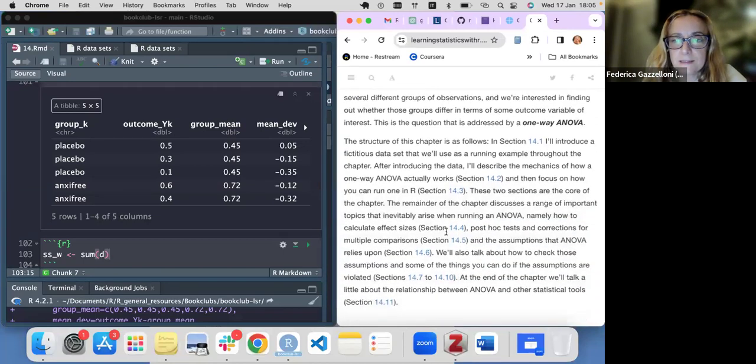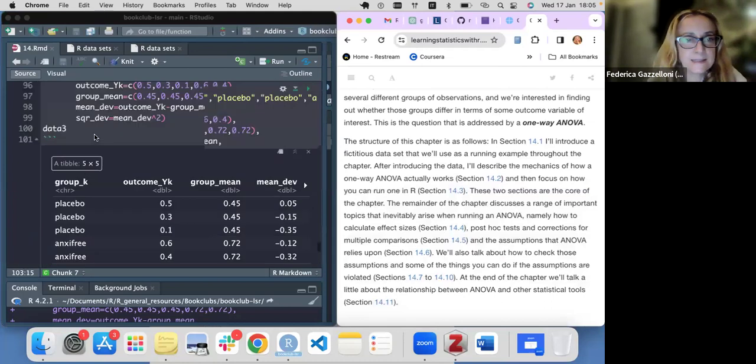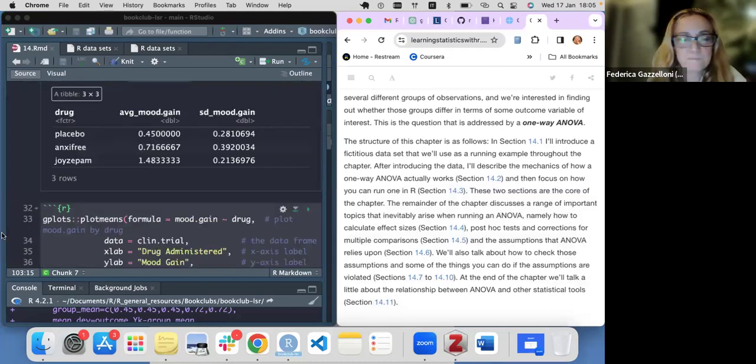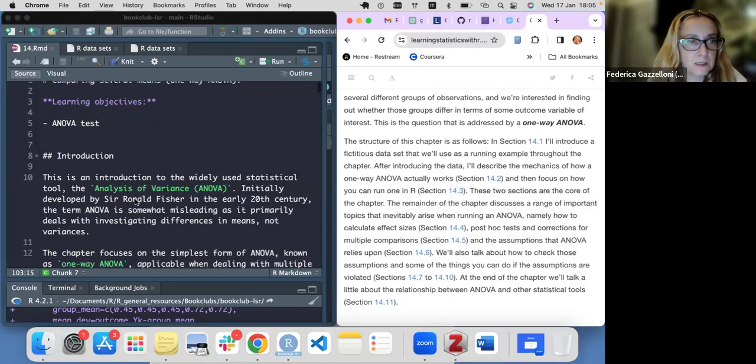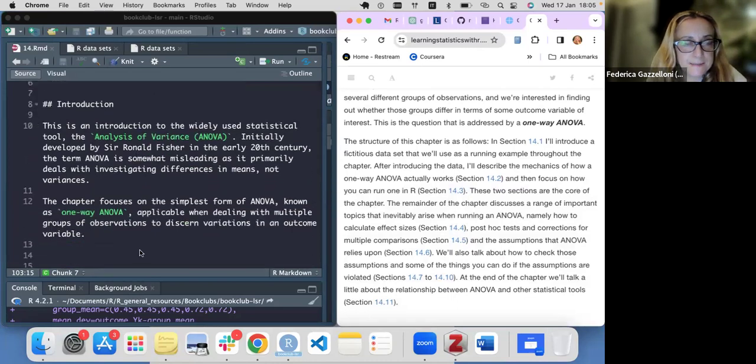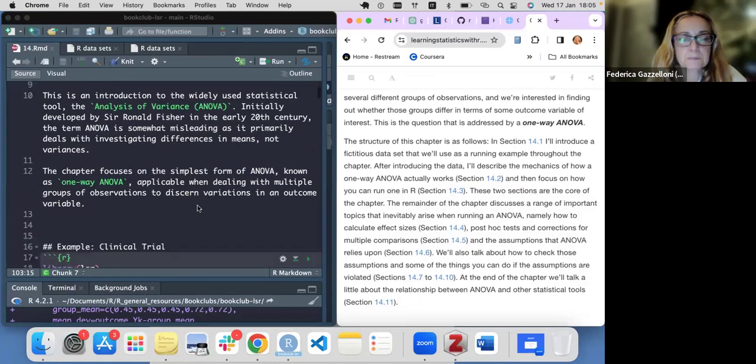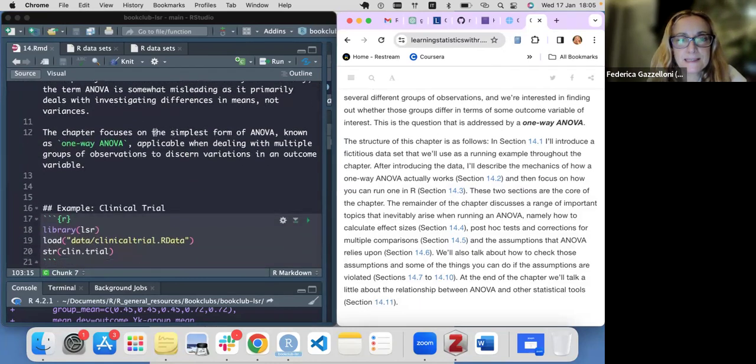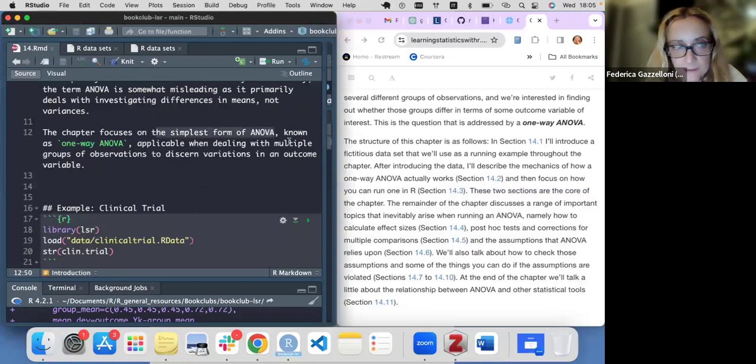As you can see in my notes, this is the simplest form of ANOVA. It's applicable when dealing with multiple groups of observations, and it is used to discern variation, so identify variation in an outcome variable.